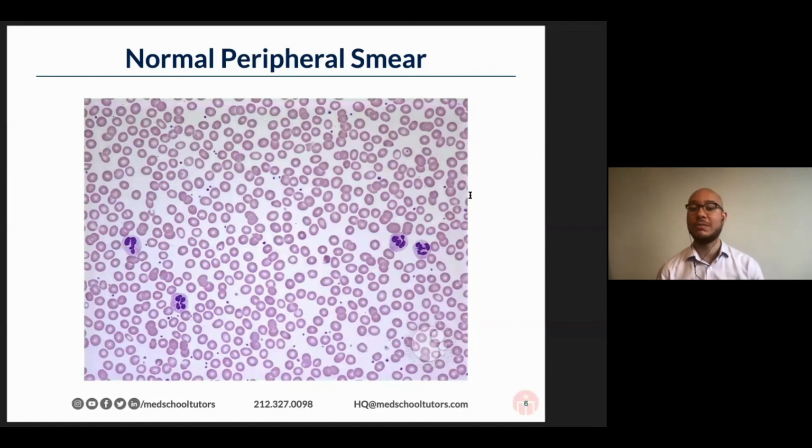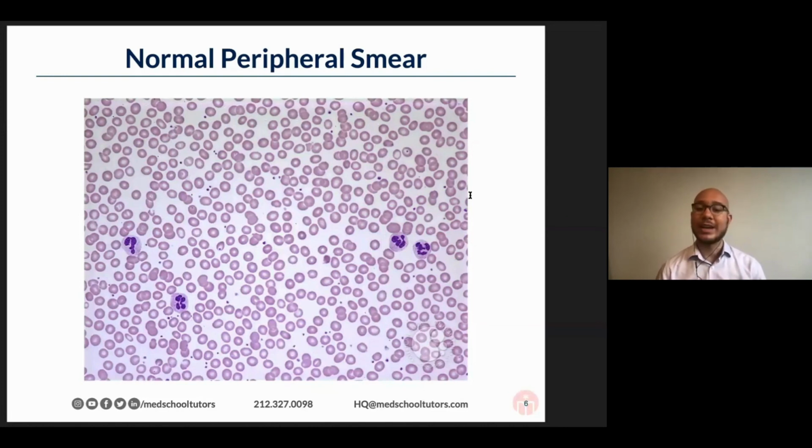Then you look at the white blood cells. We have a few examples here of what look like neutrophils. And again, you're looking at their morphology, their abundance, what are the different types of white blood cells that you're seeing in your smear that can give you clues to what might be going on in a particular patient.